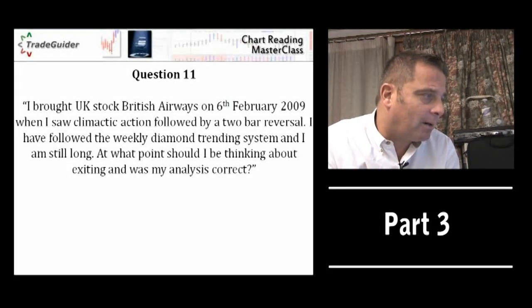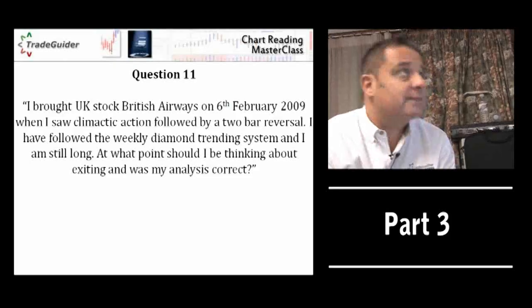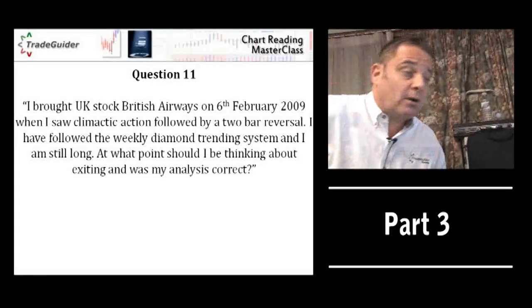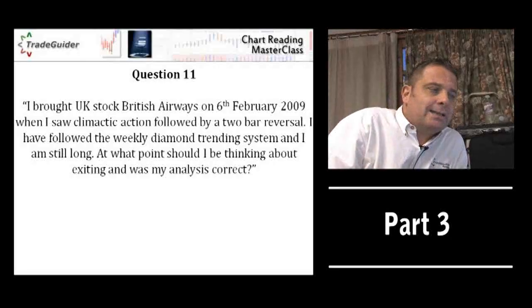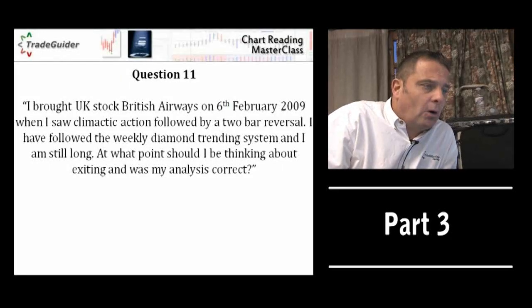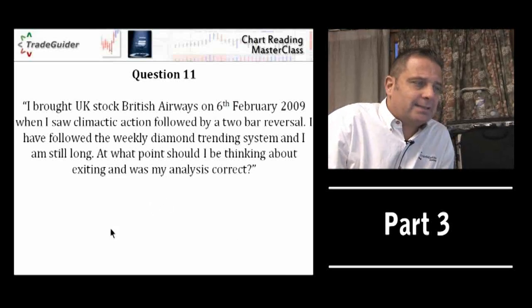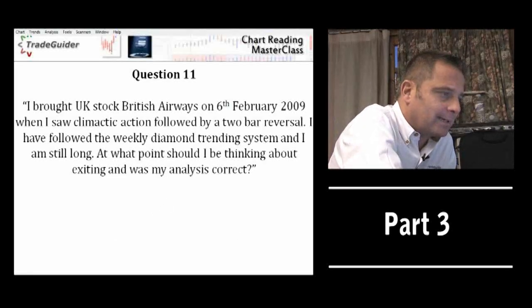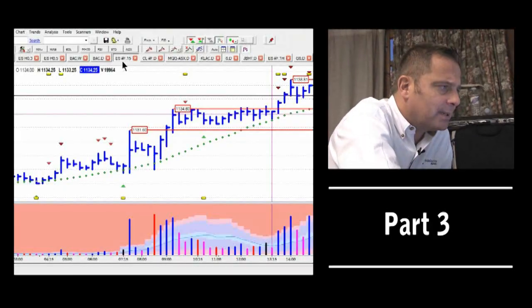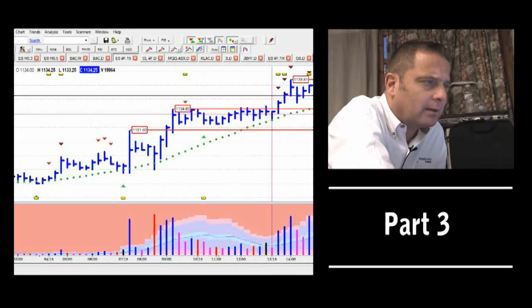Question, I think, for you, Philip. I bought UK stock British Airways on the 6th of February 2009 when I saw climactic action followed by a 2-bar reversal. I have followed the weekly diamond trending system, which I use, and I'm still long. At what point should I be thinking about exiting, and was my analysis correct? And this is from a lady. And it was British Airways. I think I brought that up. It's BAY, I think. Yes, BAY.